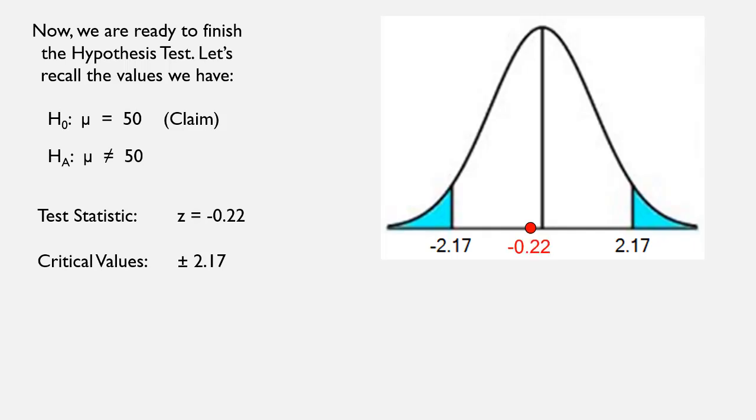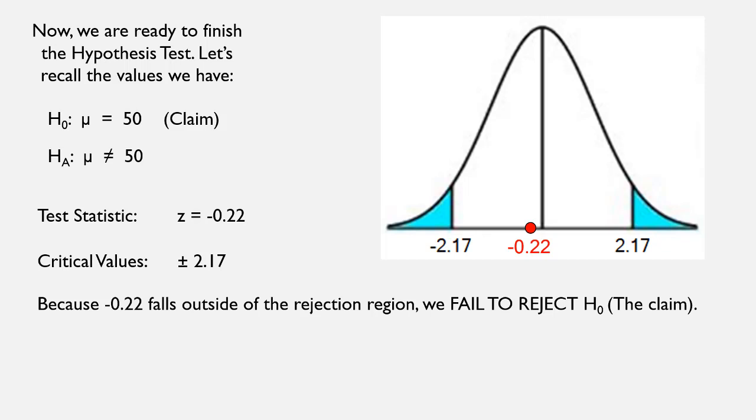We've got our two rejection regions defined by the critical values, plus and minus 2.17, and we've plotted the test statistic z equals negative 0.22 on the graph as well. And you can see that the test statistic falls outside of the rejection regions. So because of that, we fail to reject H0, which is the claim.